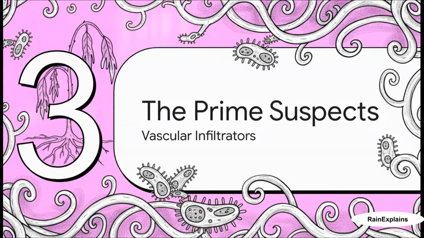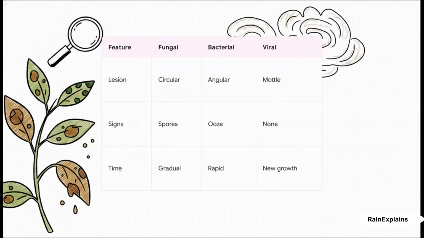Section 3. The prime suspects. Introducing the vascular infiltrators. Let's see how our profile builds toward the true culprits behind these wilts. When professionals are trying to ID the culprit, they use diagnostic matrices to compare physical features. This helps narrow down whether the attacker is a fungal, bacterial, or viral pathogen.